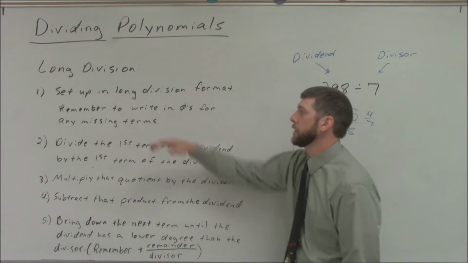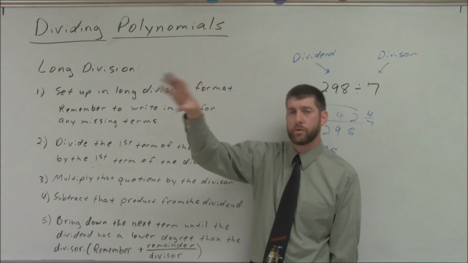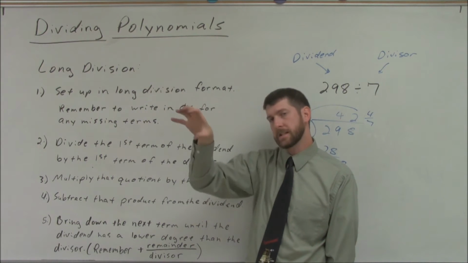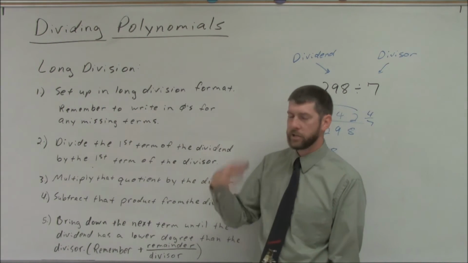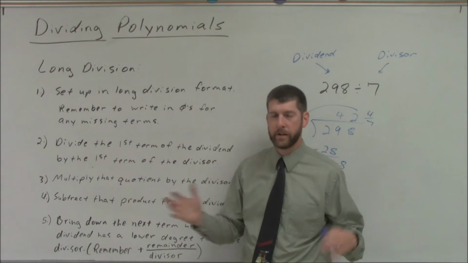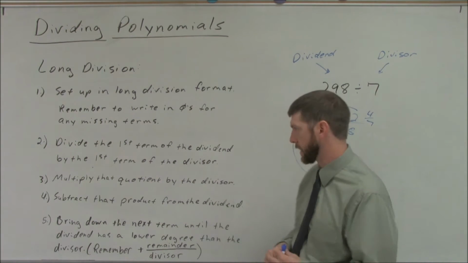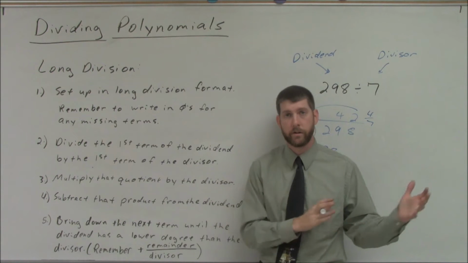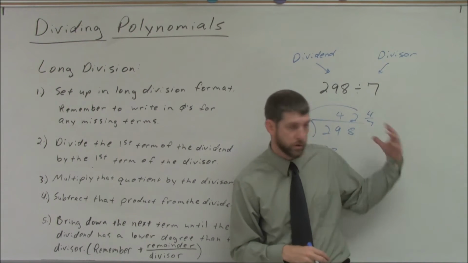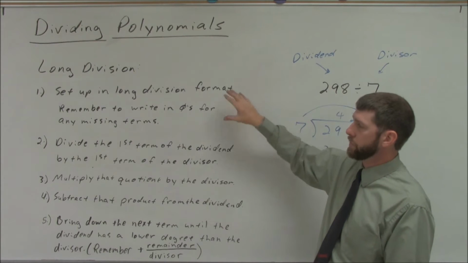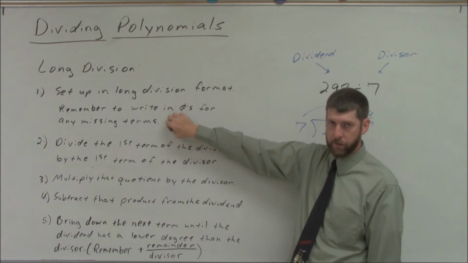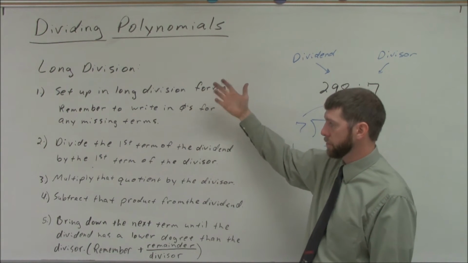It's the same idea here. If I'm missing an x squared term, I need to put a 0 in the x squared column so I can hold that place value. And that just keeps all of my like stuff lined up, and it cuts out on the miscalculations and confusion later on as you're combining your like terms and doing your subtraction steps. So, set it up in long division format. Remember to put in zeros for any missing terms, and then we go through our steps.